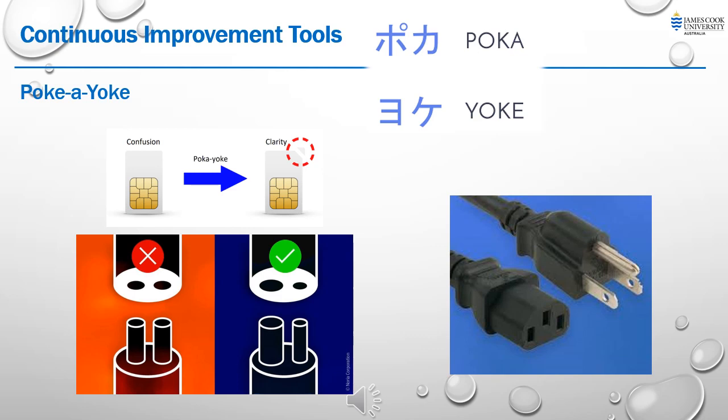Fixed value method. These devices use a fixed value to prevent errors. For example, a machine may be designed to automatically stop when it has produced a certain number of parts, or tools that may be designed to only fit in the correct position.